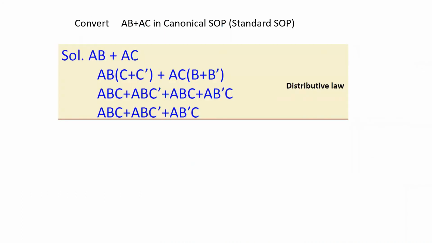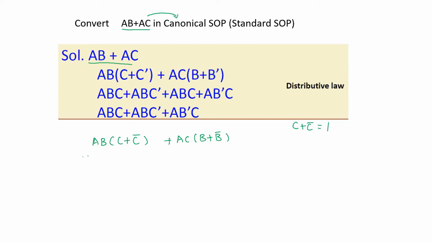So suppose this is being given to you: AB plus AC. Now, this is not a standard form and you want to represent it in a standard form. How are you going to do that? In the first term AB, you will find C is not there. So you will directly go for C plus C bar. We already know that C plus C bar is equal to 1, so it does not have any impact on the system. Then in the second term you have one literal missing, B. So it will be written as B plus B bar.